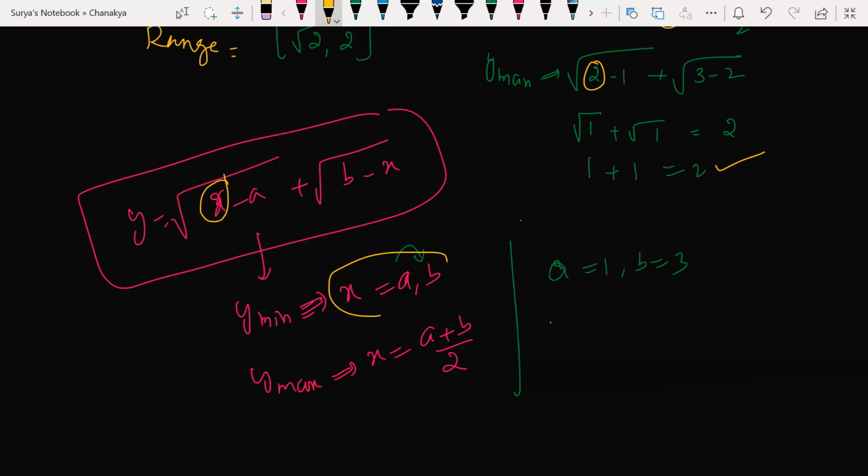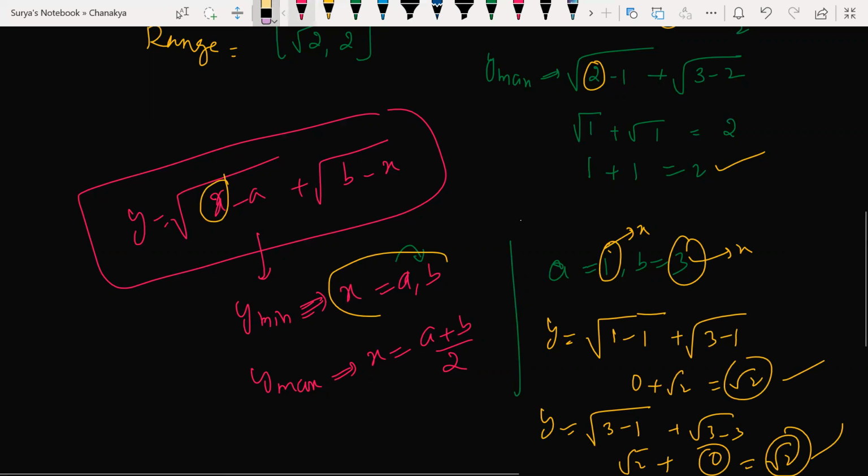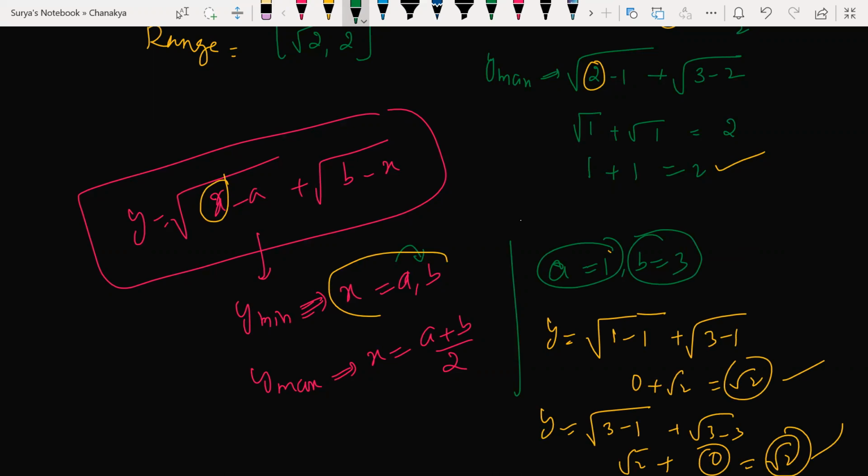For minimum value, if I take this as my x, what are you going to get now? Square root of 1 minus 1, 0, plus square root of 3 minus 1, root 2. Root 2 is the answer. Even if I take this as my x, you're going to get the same answer. Check: y is equal to square root of 3 minus 1 plus square root of 3 minus 3. This will become 0, leaving root 2. The overall answer is root 2, so the minimum value is matching. So you can take any one value as your x, either a or b, and on substitution you will get the minimum value.